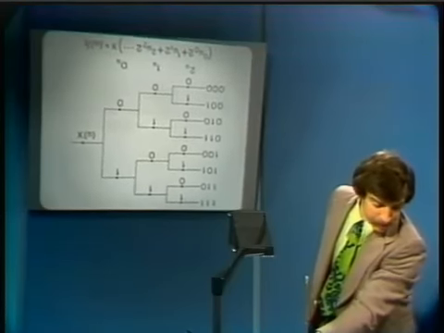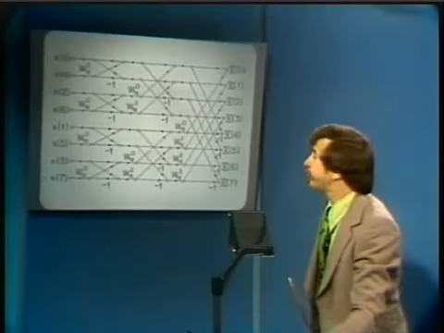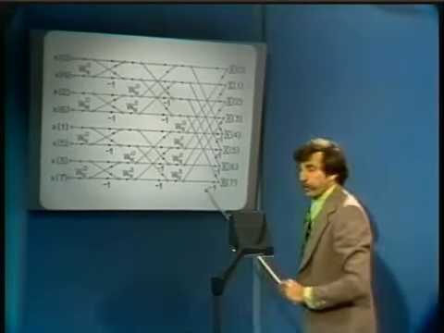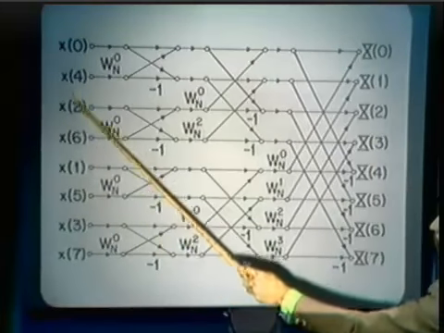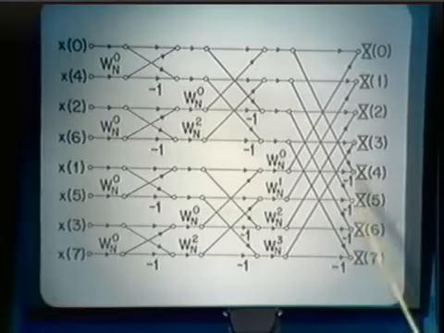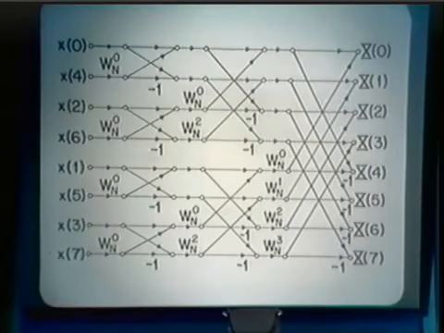Well, in any case, what we have then is a sorting of the original data, returning now to the flow graph that we saw previously, a sorting of the original data in bit-reversed order, and the output resulting in normal order.